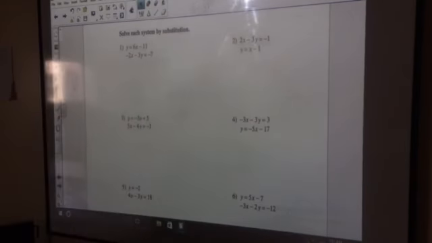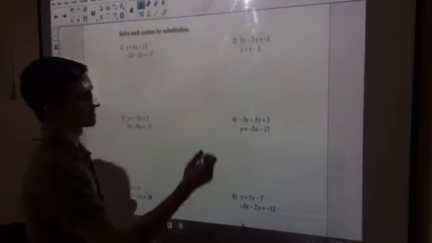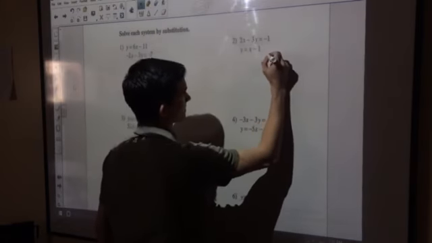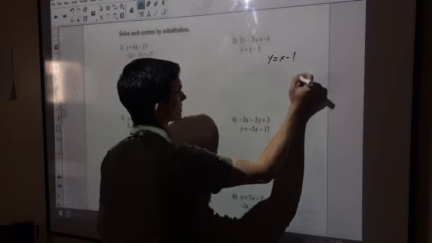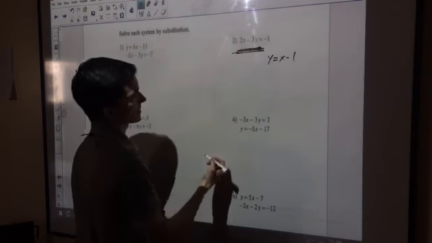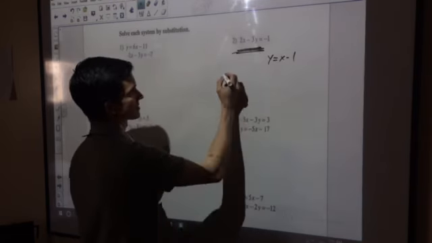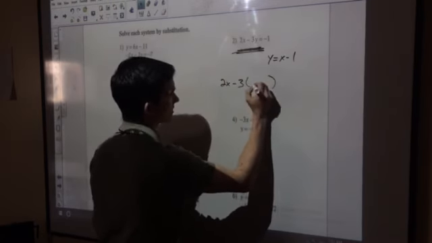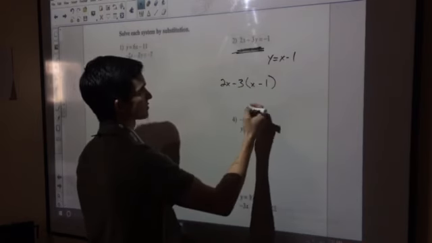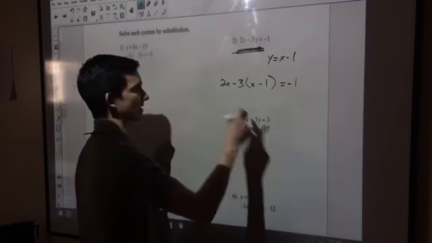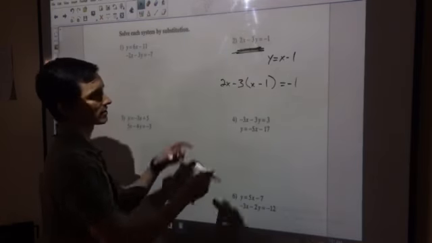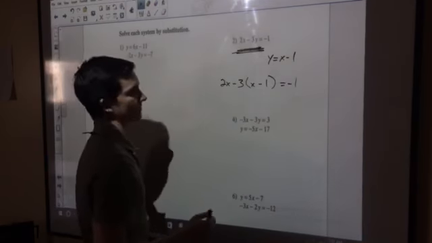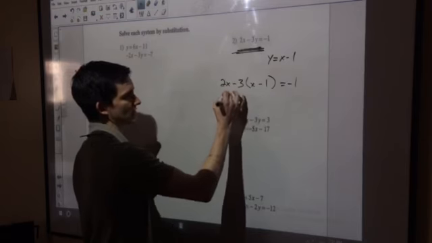Alright, so looking at number 2. Let's do one more of these. Again, something is already solved. This one says y equals x minus 1. It says it right there. Y equals x minus 1. So I'm going to take that and put it into my other equation. So 2x minus 3. Now instead of writing y, I'm going to put what y is, x minus 1. And again, the benefit of doing that is, notice I have no y variables here. Okay? So let's multiply it all out, combine some like terms.